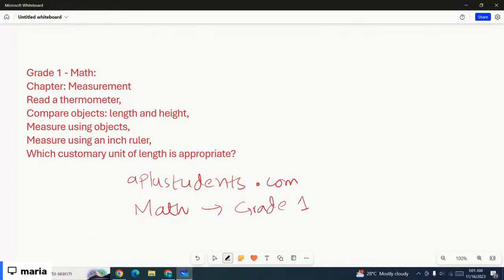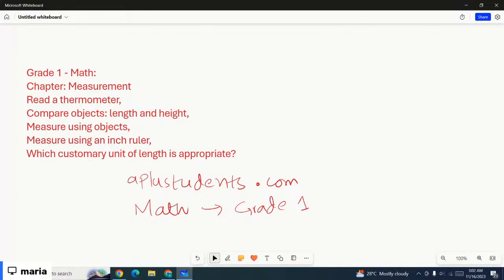Scroll down to grade 1 and then click on view all lessons. There you can find the list of the chapters. We're going to start the chapter measurement, and the lessons we're going to cover today are read a thermometer, compare objects length and height, measure using objects, measure using an inch ruler, and which customary unit of length is appropriate. So let's start with the lesson.